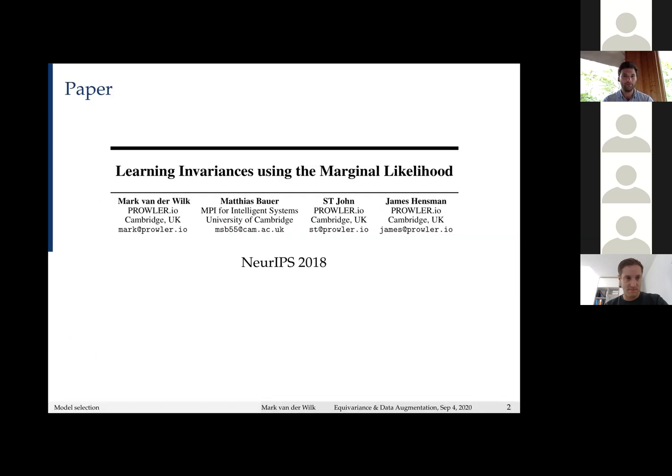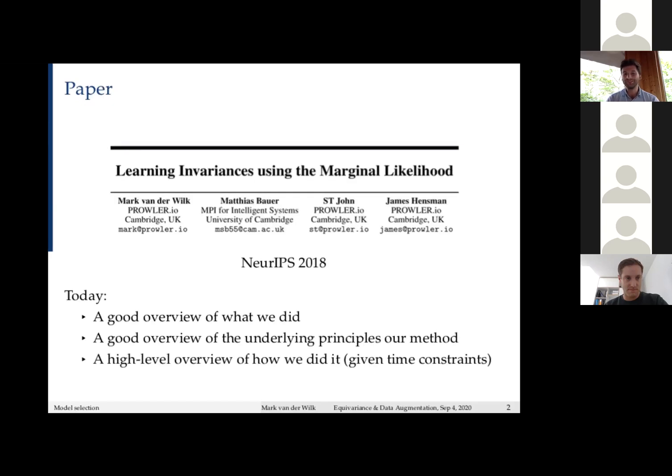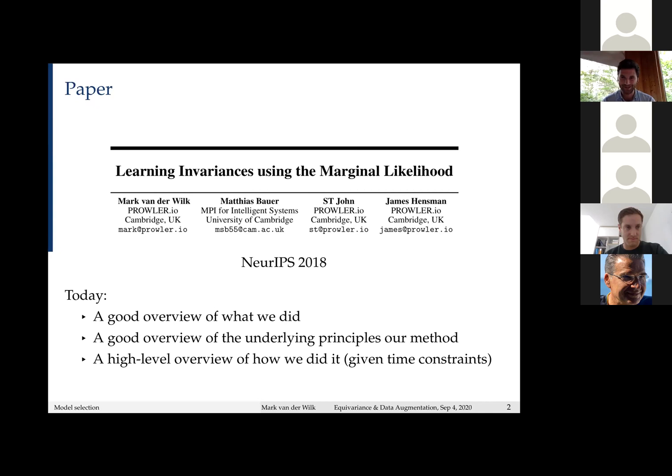All right, so what I'll be talking about today is a paper that I'm still very enthusiastic about. It's our 2018 NeurIPS paper, which I did while I was doing my postdoc at a research-led machine learning startup. Today, I want to give you a good overview of what we did, and also a good overview of the underlying principles behind our method that allow it to work. I also want to give a reasonable high-level overview of how we did it. It's a short talk, so we're under a little bit of time constraints, but hopefully I can give you an intuition as to how it works and how it's related to data augmentation.